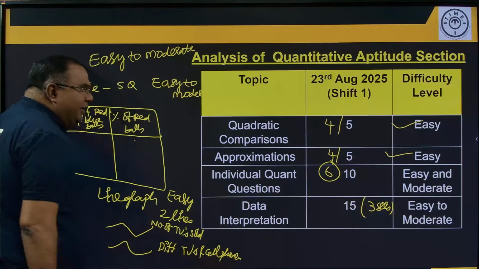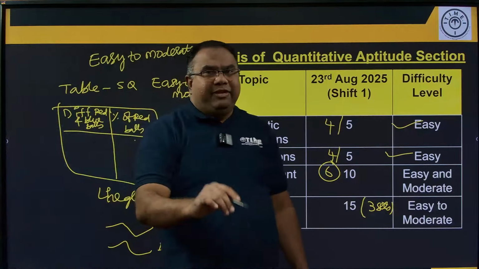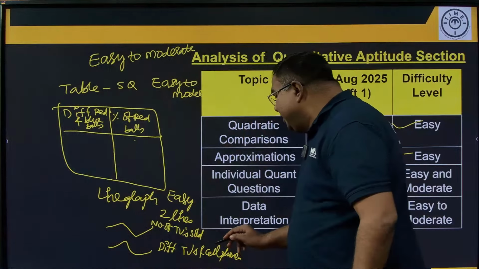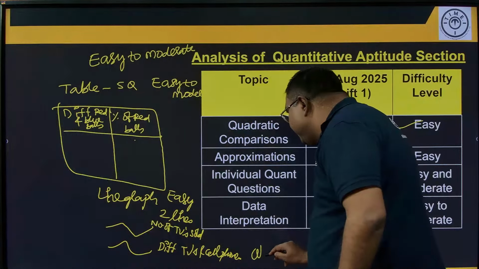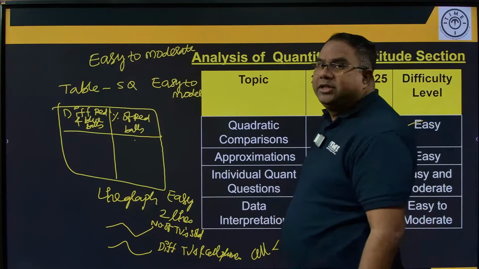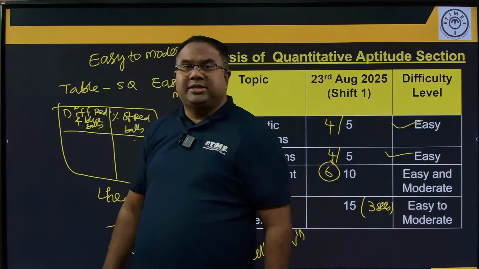You might get a doubt, sir. Difference between TVs and cell phone means, is it TV minus cell phone or cell phone minus TV? There was an additional point given which clearly states cell phones less than TVs. So definitely cell phones less than TVs means it is the difference of TV minus cell phone.